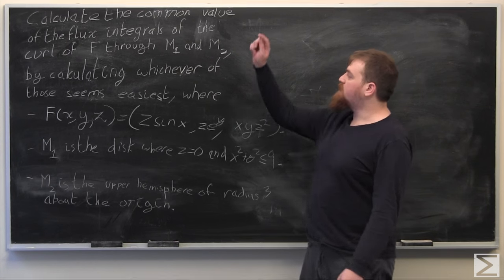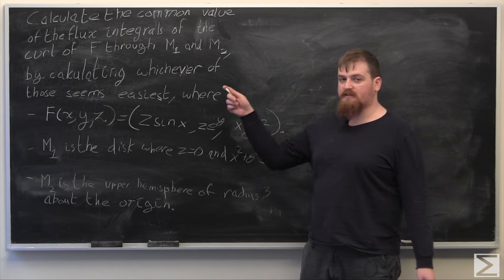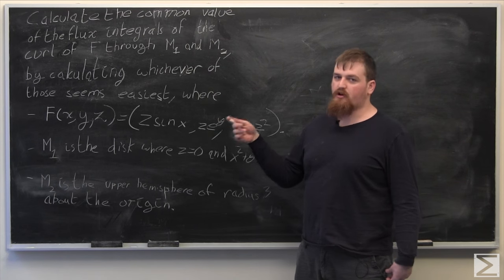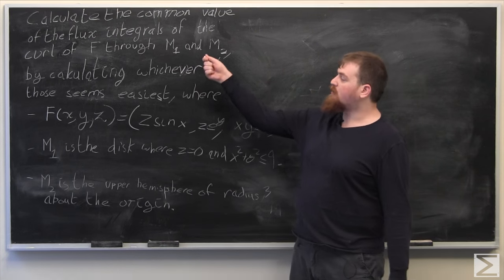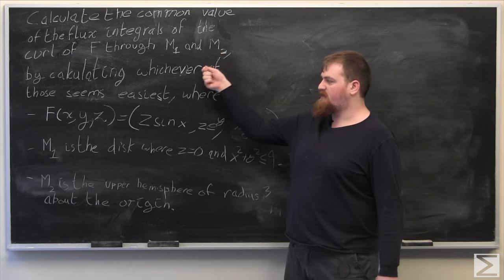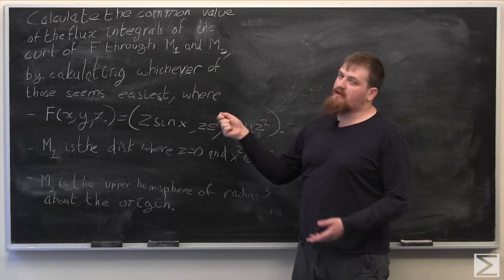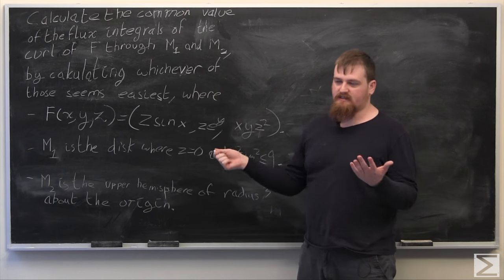In this problem, we're asked to calculate the common value of the two flux integrals, which is the same due to Stokes' theorem, since these surfaces have the same boundary, of the flux integrals of the curl of F through these surfaces M1 and M2 by calculating whichever one of these flux integrals seems the easiest to calculate.